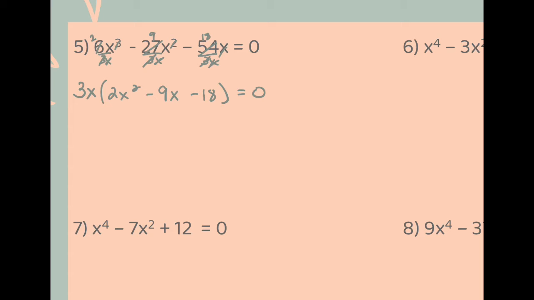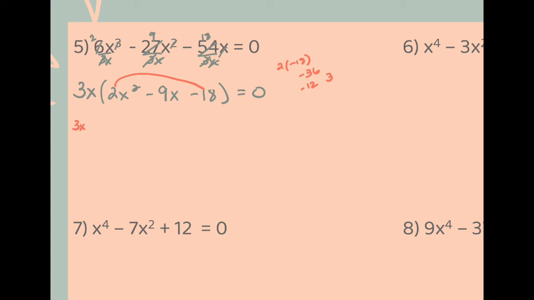So now from here, inside the parentheses, we've got something on the front of our term. So we're either going to do first and last or trial and error. I'm going to multiply 2 times negative 18 to do first and last. I get negative 36. Factors of negative 36 that sum to negative 9 would be negative 12 and positive 3.